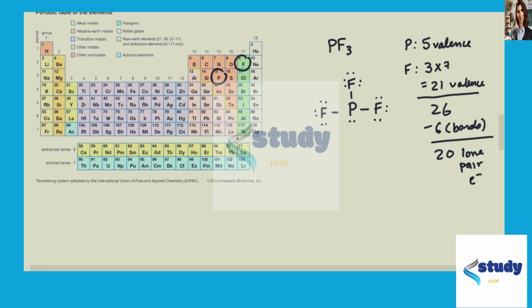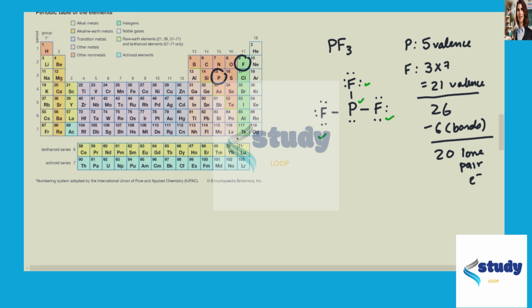Now let's do a cross check to make sure that everything has an octet and we're good with our number of electrons. Looking at phosphorus, we have 2, 4, 6, 8, all set there. For each fluorine, 2, 4, 6, 8, good. We have octets everywhere, and we have 26 electrons because you can count the bonds plus the 6 lone pair electrons in each of the fluorines. So that's 8 for each of the fluorines, which gives us 24, plus the lone pair here on phosphorus.